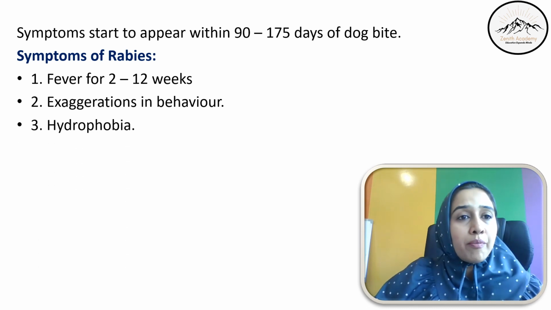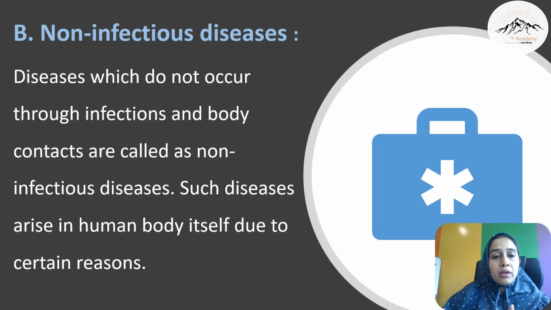Next one is hydrophobia. As we saw, hydrophobia is the fear of water. Okay, so these are the symptoms of rabies. The next one is non-infectious diseases. Till now, we have studied the infectious diseases, which may pass on from one person to another or from animal to human beings through different kinds of vectors. Now we are seeing the non-infectious diseases.